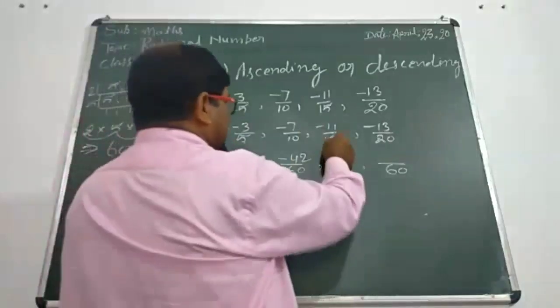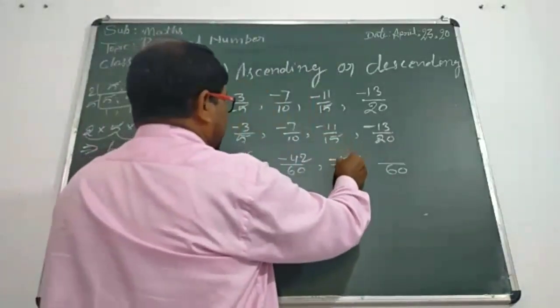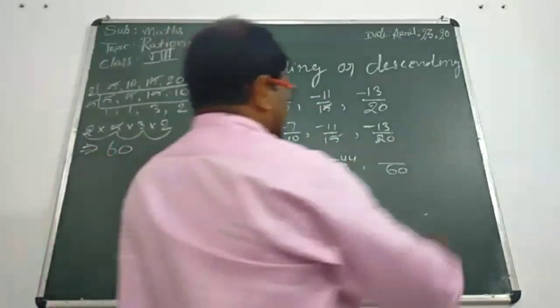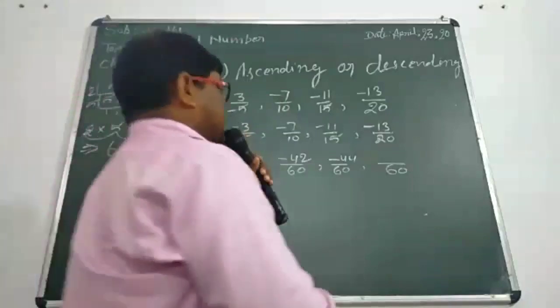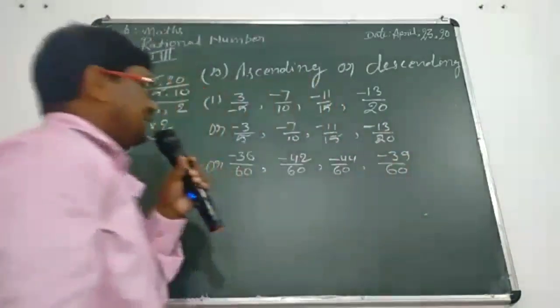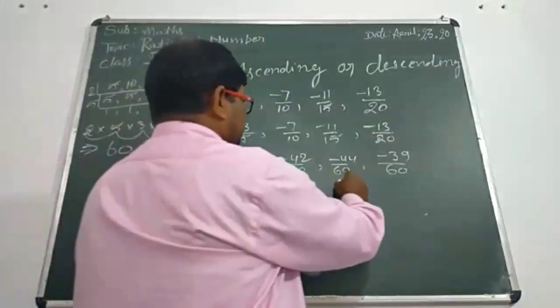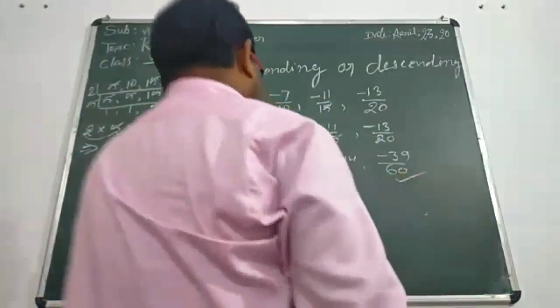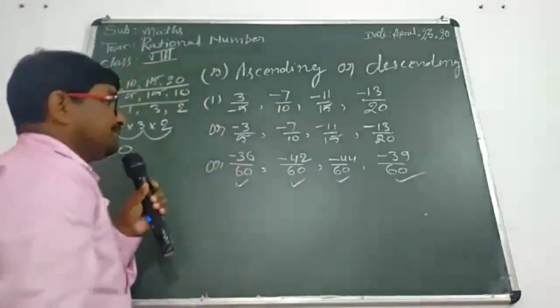Now 60 divided by 15: 4 fifteens are 60, so minus 11 upon 15 becomes minus 44. Now student, 60 divided by 20: 3 twenties are 60, so minus 13 upon 20 becomes minus 39. Okay. All fractions now have the same denominator. We should compare according to their numerators.